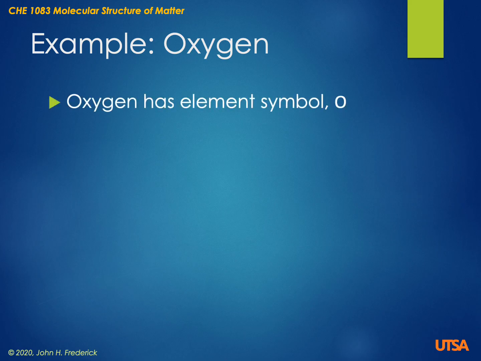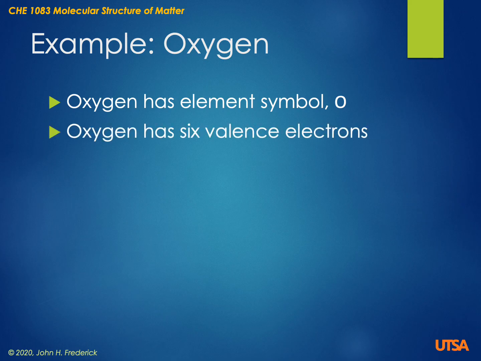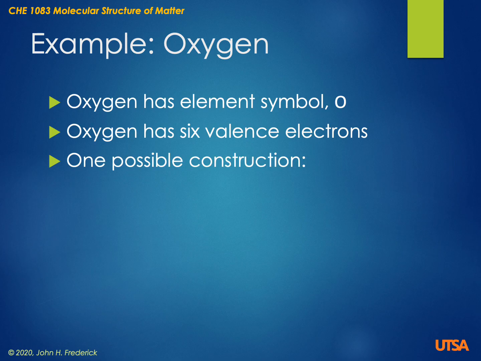So we're going to use oxygen, which has a chemical symbol O, pretty easy. And it has 6 valence electrons. So one possible construction, and this is a little bit of an animation, of the Lewis symbol would look like this, where we put 1 in each quadrant first, then a second one in 2 of the quadrants. Now we have a total of 6 electrons. And this is a valid Lewis symbol for oxygen.